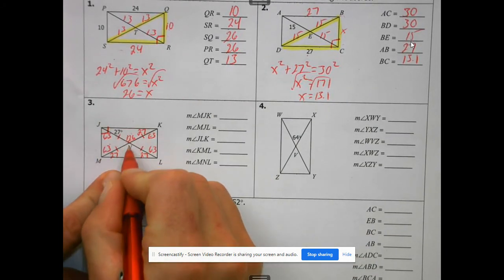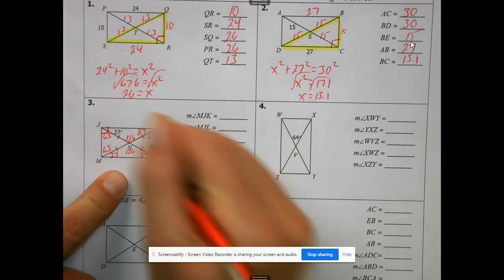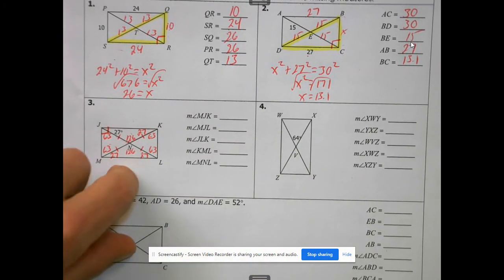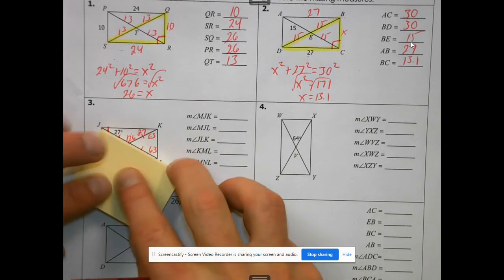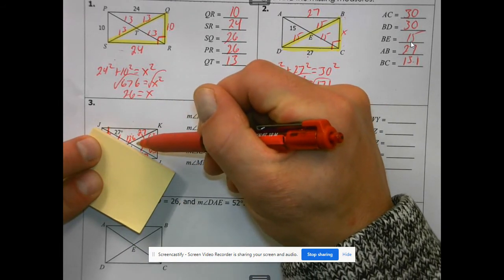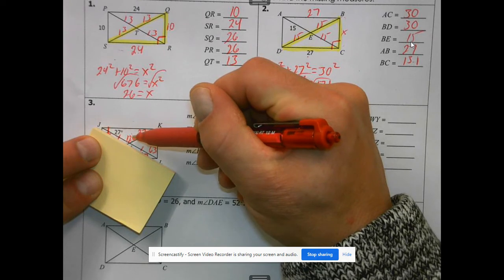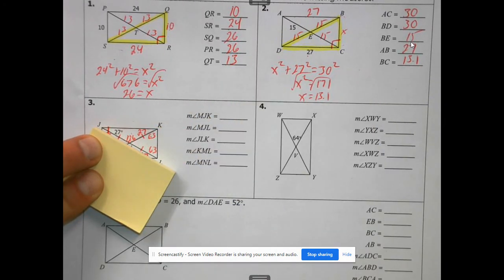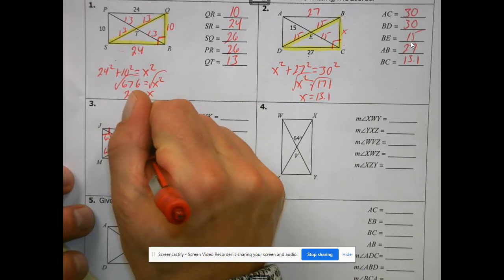These are vertical angles, so this one is also 126. And the last one: angles on a straight line have to add up to 180. So if I want to find this one right here, I just take 180 minus that 126, and that comes out to be 54.